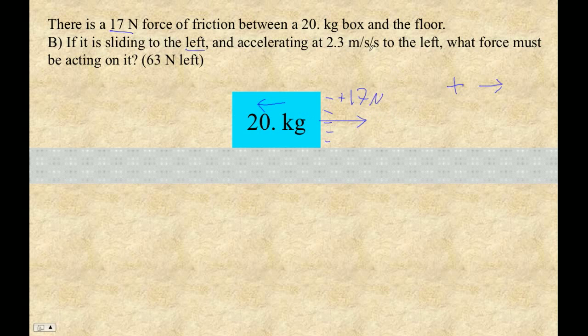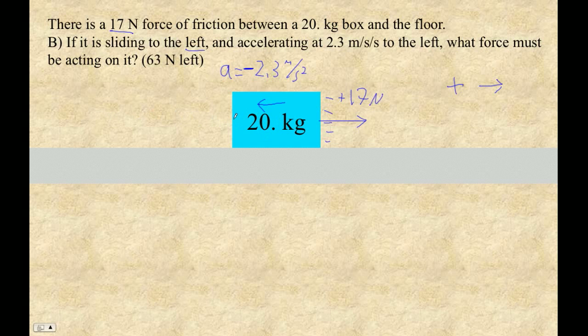It's also accelerating 2.3 meters per second squared, so it's going faster and faster to the left. So the acceleration is 2.3 meters per second squared, but it's this way, right? So it's going to be a negative 2.3 meters per second squared. It's going faster and faster this way, okay?